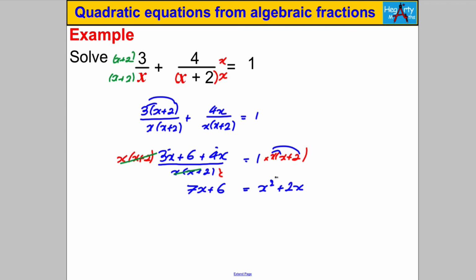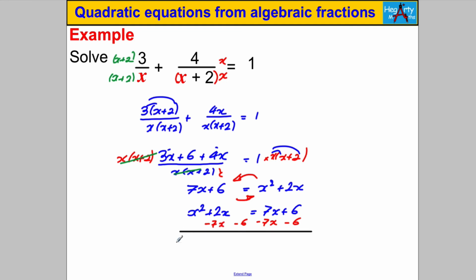Now I'm going to write them the other way around. I just like my x squareds on the left hand side. So I get x squared add 2x is equal to 7x add 6. Now I'm going to subtract 7x from both sides and subtract 6. So subtract 7x from both sides, subtract 6. Just so I've got one side of the quadratic equaling 0, and I'm going to get x squared subtract 5x, subtract 6 equals 0. This factorizes really nicely.